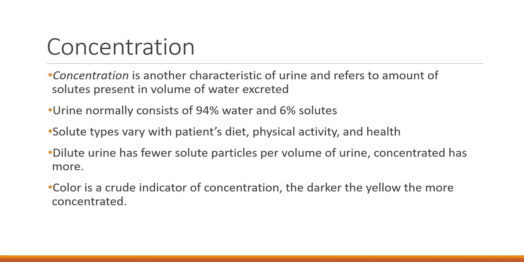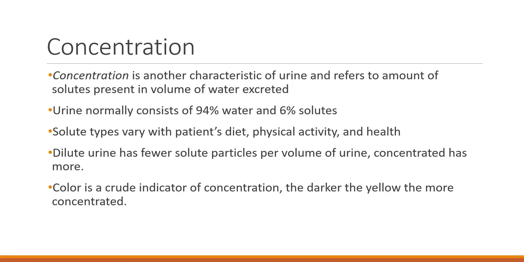Urine normally consists of 94% water and 6% solutes. Solutes, these are things that are dissolved in your urine, vary with the patient's diet, physical activity, and health. Dilute urine has fewer solute particles per volume of urine. Concentrated has more solute particles.